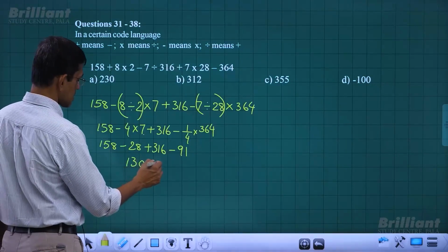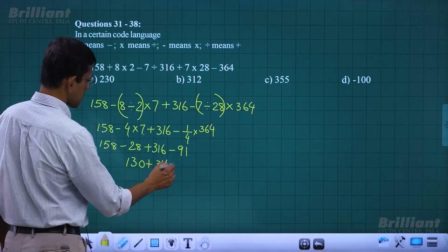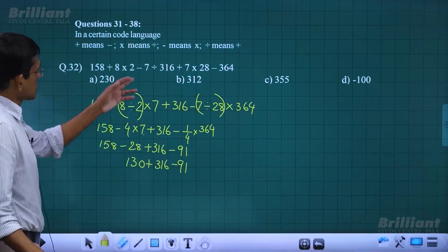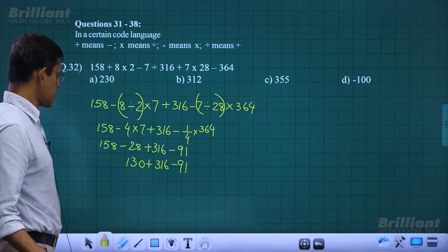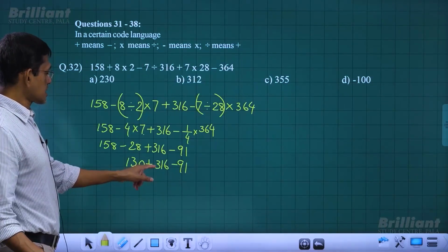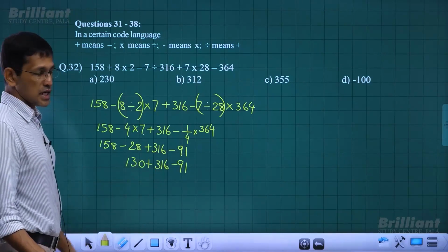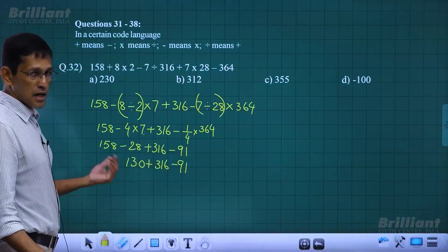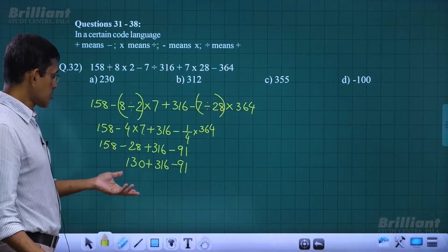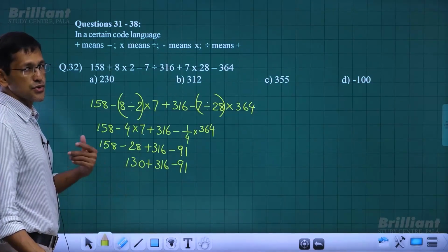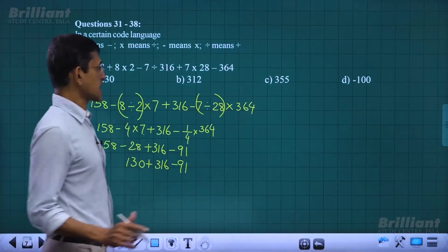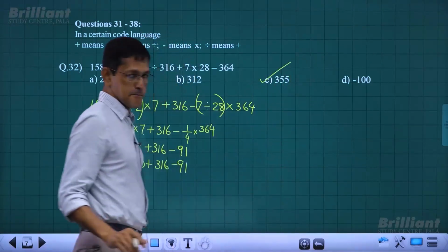130 plus 316 minus 91. The answer choices here are 230, 312, 355, etc. So what do you get? 316 minus 91: 316 minus 100 is 216, and 9 must be added back, so 225. 225 plus 130, that is 355. The answer is 355.